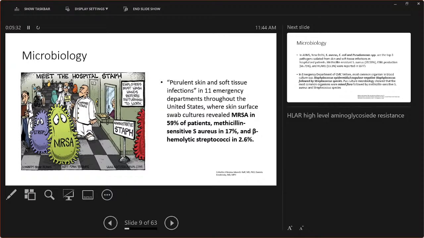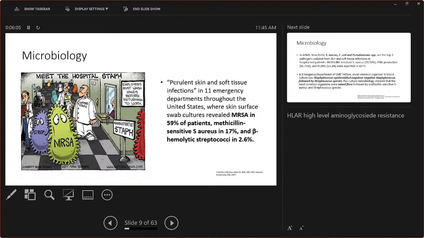The microbiology of skin and soft tissue infections most commonly is Staphylococcus aureus. So we know that Staph aureus is a gram-positive cocci, and in the United States, most commonly it became an emergency in the late 90s due to empirical antibiotics. This caused a community-acquired MRSA.